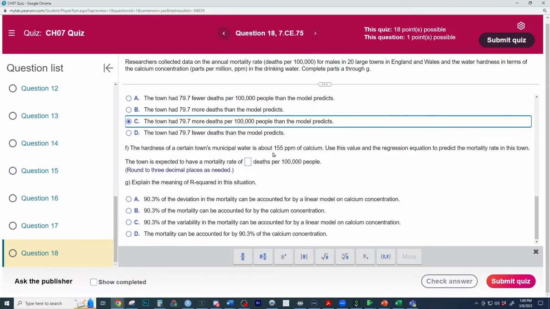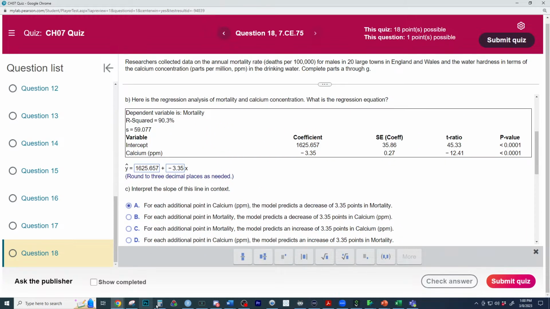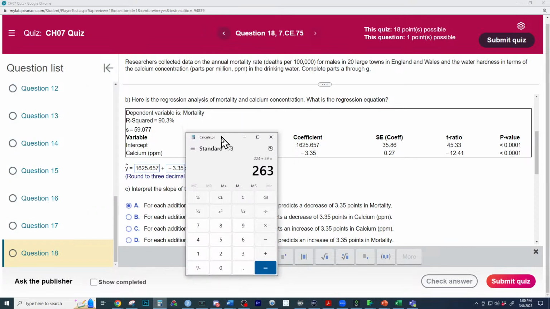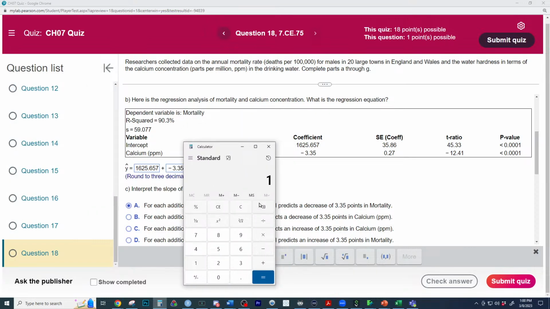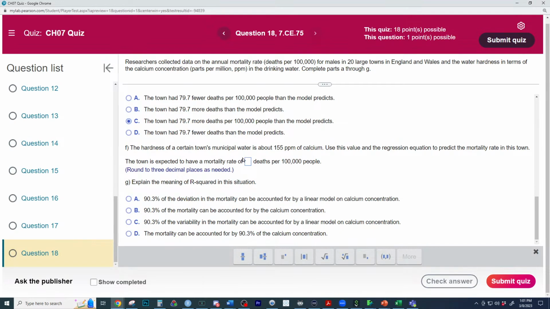The hardness of a certain town is 155. That is the value of x right here. So we're going to take x and just plug it into the equation where x is, and do 155 times 3.35. Subtract that off the intercept and get the predicted mortality rate. And there it is right there. And so this is the predicted, and it wants it to 3 decimals.